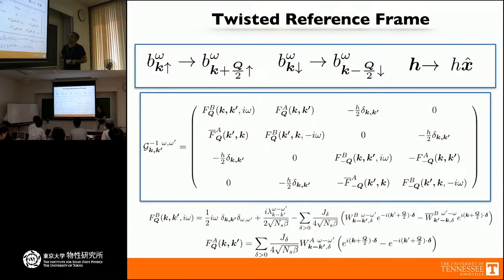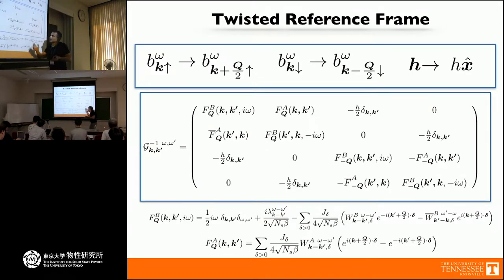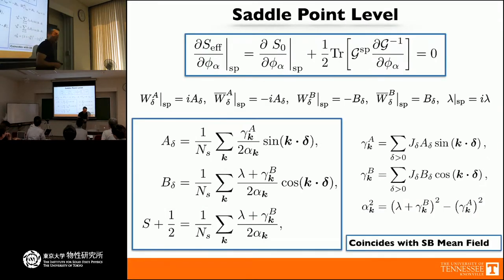So essentially the inverse of the Green's function is a 4x4 matrix similar to the dynamical matrix that you typically diagonalize when you solve a mean field problem. But the difference, once again, is that it's only at the saddle point level that this Hubbard-Stratonovich field will be translationally invariant, for instance, and then this will become diagonal.